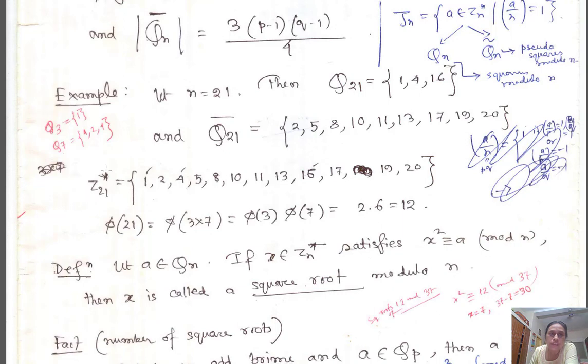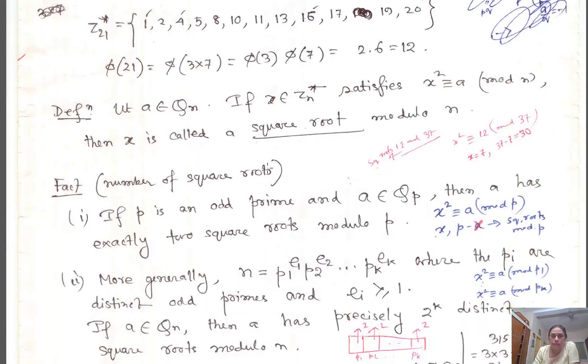Okay, so in Z21 star you can list the whole set. How many elements will it have? 12 elements. Then you can split this into two sets. One set having 12 divided by 4, that is 3 elements, and the remaining elements are quadratic non-residues.